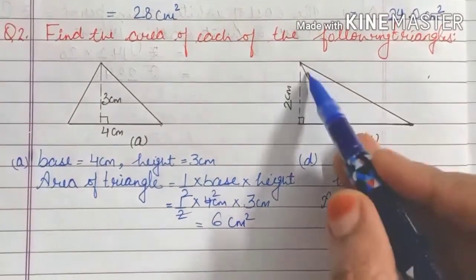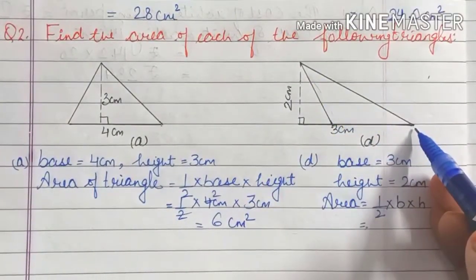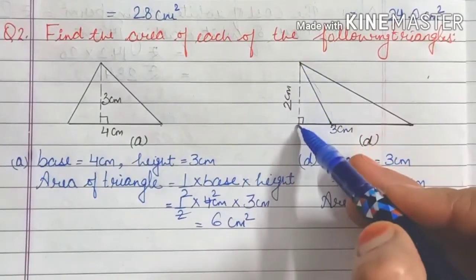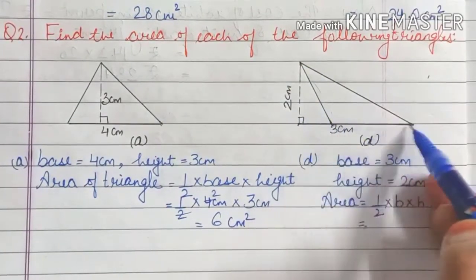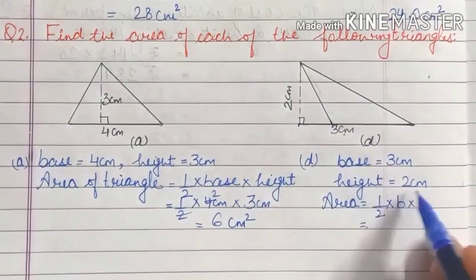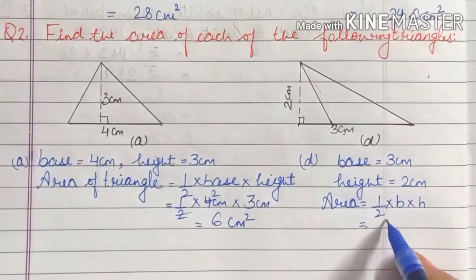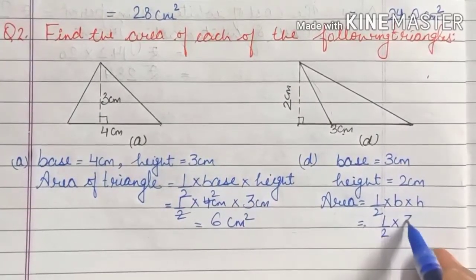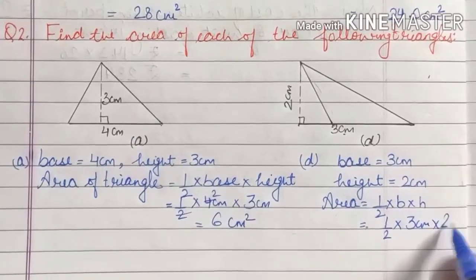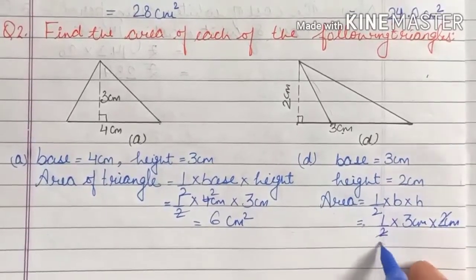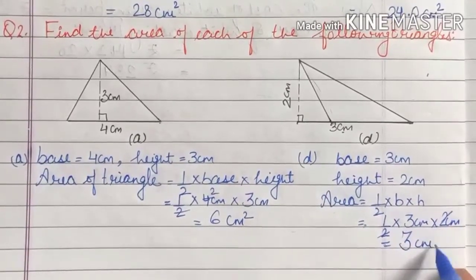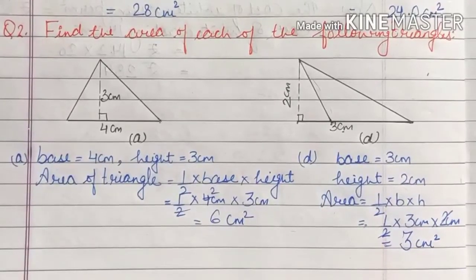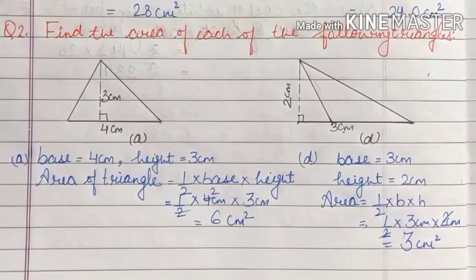In D part, it is an obtuse angle triangle. Therefore, this is its corresponding height to the base 3 centimeter. Height is 2 centimeter. So area is equal to half multiply 3 centimeter into 2 centimeter. It is equal to 3 centimeter square. So the B and C parts, you will try yourself.